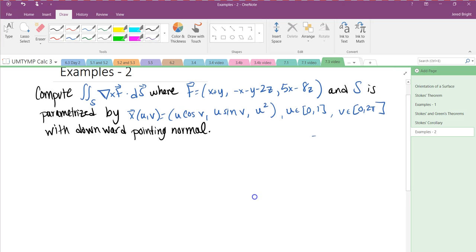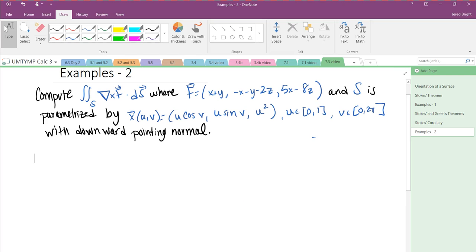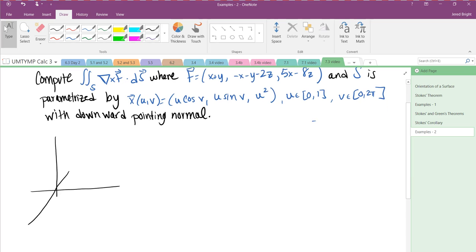Alright, last example to wrap things up here. So we're supposed to compute the vector surface integral given this vector field, and then it says the surface is such. If you end up sketching this out, it might help you. If maybe not, I don't know. And if we end up sketching this out, what we end up with is a basic paraboloid.